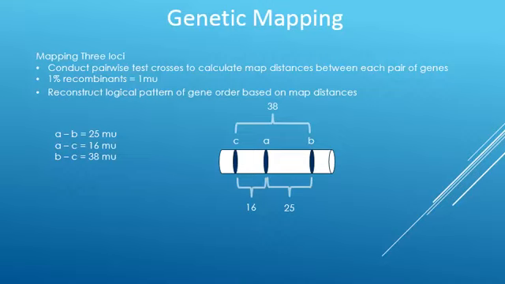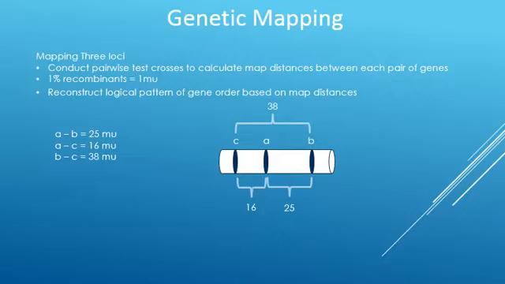Now the other thing we're going to remember is that when we have a distance that's further apart, that map distance is going to tend to underestimate the true map distance. So if we add 16 and 25, we're going to get a larger number than 38, because there's going to be the opportunity potentially for double crossovers to occur between B and C and cancel out, and we're going to underestimate some of the recombination that has really taken place.